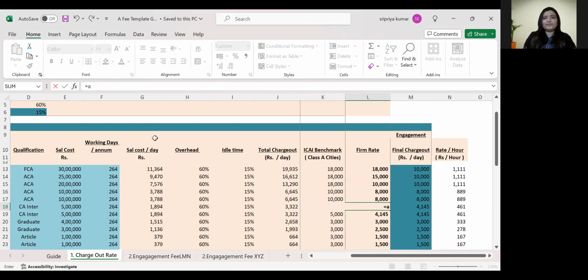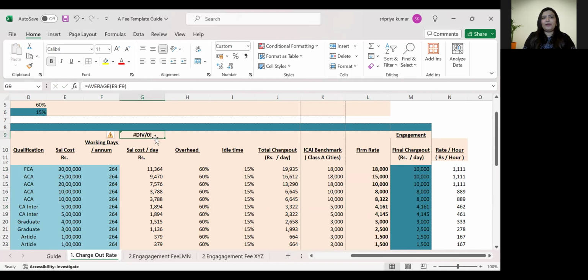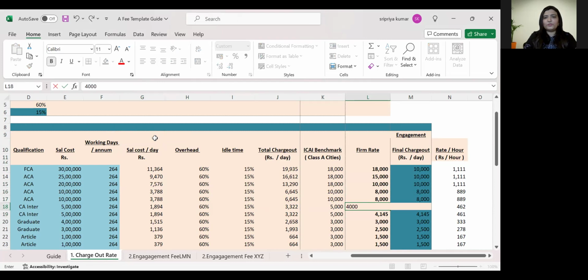So let's say I'll take it as an average of ICAI rate. So I'm taking an average here. Or you can even say, okay, 8,000. And then, 8,000 per man day. You can say 4,000, whatever you decide. But make sure it's not too way off the mark. Then you arrive at the final charge out per day.